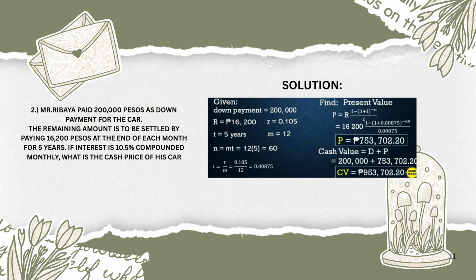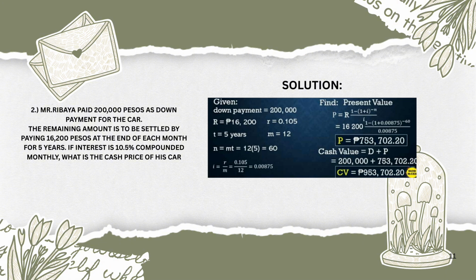And the substitution is P equals 16,200 times the fraction 1 minus 1 plus 0.00875 raised to the power of negative 60 divided by 0.00875. And the answer is 753,702 pesos and 20 centavos.